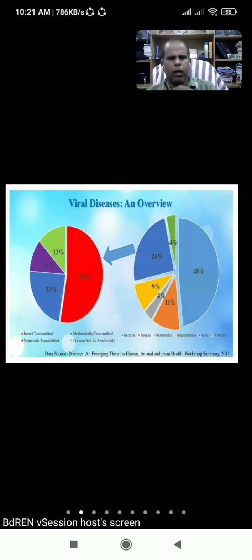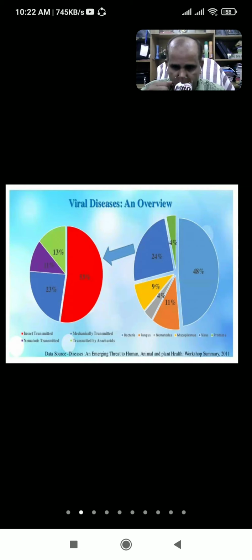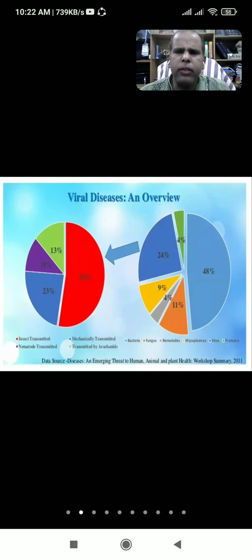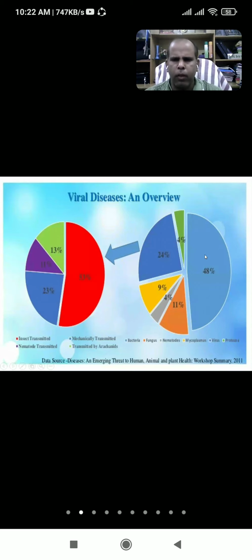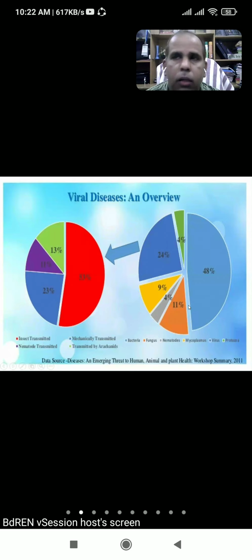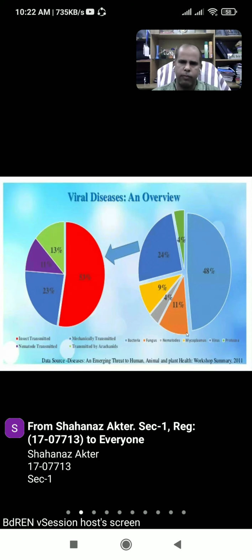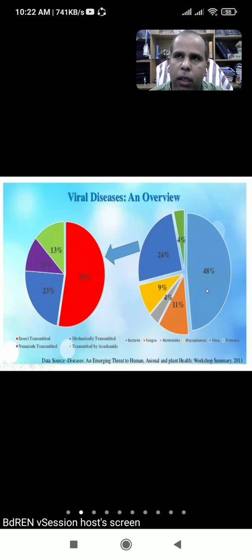Now I would like to show one overview of the viral disease. If you just imagine the situation here. You can see here viral disease and overview. If you look at the right hand side, this portion is 48%. If you consider 100% the disease caused by the different organisms that we study here in pathology, for example, fungus, bacteria, nematode, mycoplasma, phytoplasma, and as well as virus. Then you can see this is 48% disease so far identified that is infected by the fungus.